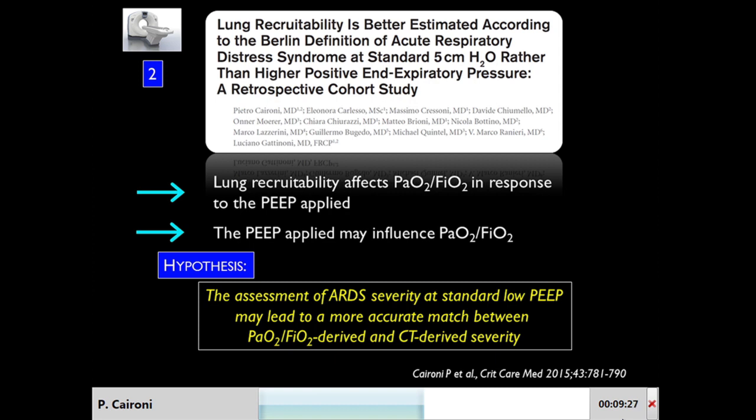And the assumption was that, according to the ARDS Berlin definition, ARDS severity is based upon gas exchange at the clinical PEEP. But we know that PEEP may influence lung recruitment, the opening of the lung, and therefore gas exchange. So basically, our hypothesis was that the better association between ARDS severity according to the Berlin definition and ARDS severity according to CT scanning was obtained by reclassifying patients according to ARDS severity, taking gas exchange at a similar low level of PEEP.